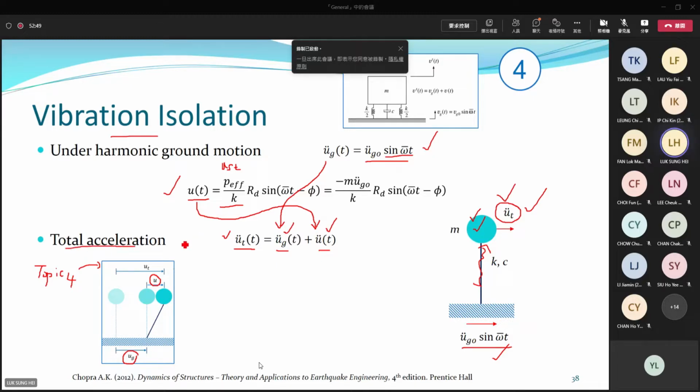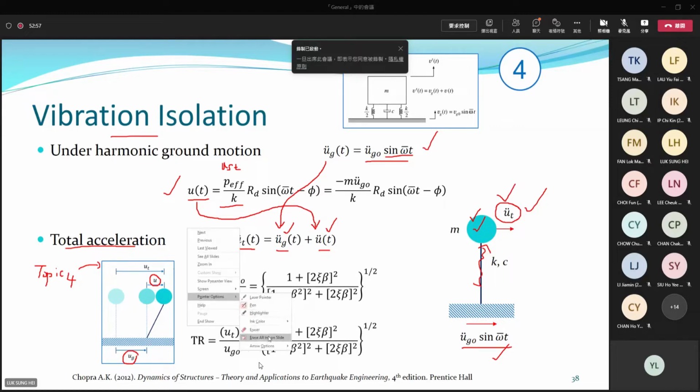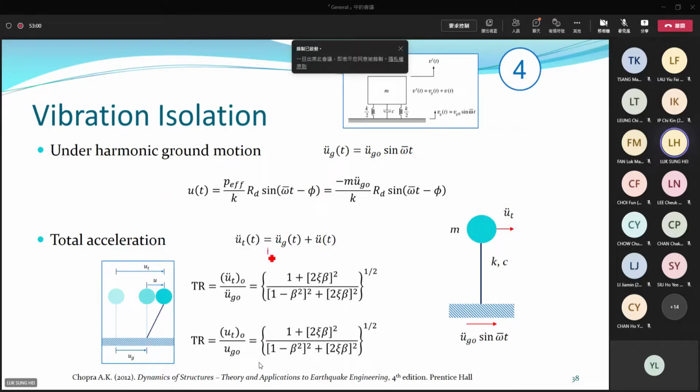It is not quite complicated for this part, the isolation, ground movement. In fact, there should be some steps before transmissibility to the solution before, but I skip those steps because those derivations are quite complicated. Just like the previous problem, this equation gives you the acceleration at any time instant. We would like to know the maximum acceleration, not any time instant. We would like to know the maximum value of the total acceleration.